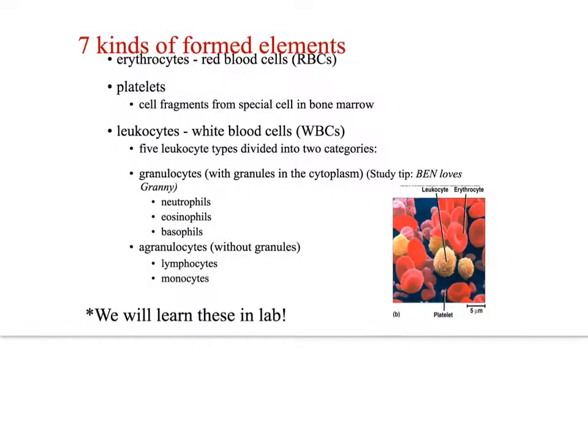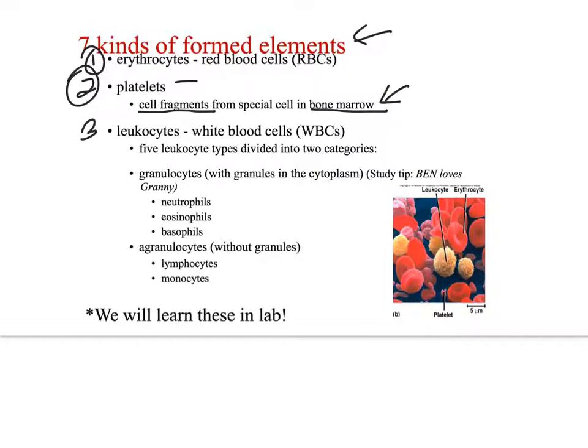Okay, now, when we talk about formed elements, what we're talking about are the cells in blood. The first kind we've already hit on is red blood cells, so erythrocytes. The second kind are platelets. Platelets are cell fragments, made in the bone marrow from a specialized cell, and then released into the blood. We'll talk more about them. They're important in clotting.